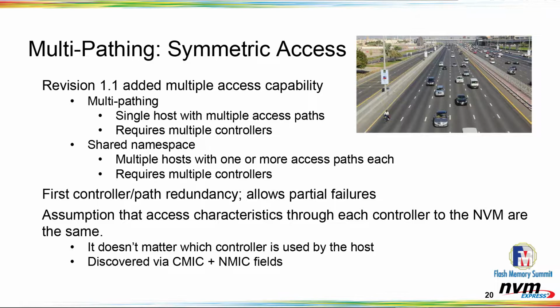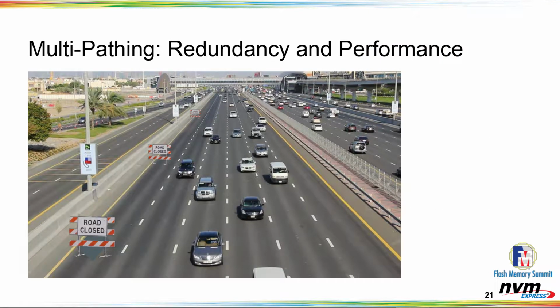If one path has a problem, you just switch to a different path. And so when one of those lanes gets closed down, you just use a different one. They're all the same. They're all symmetric. That was the point of the 1.1 descriptions of multipathing. Everything's the same. They're all symmetric.